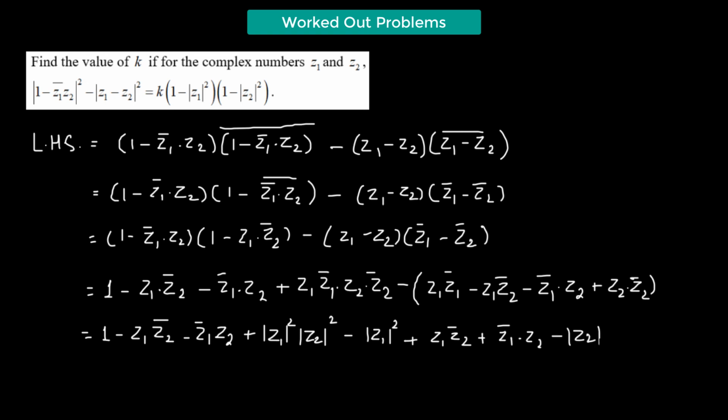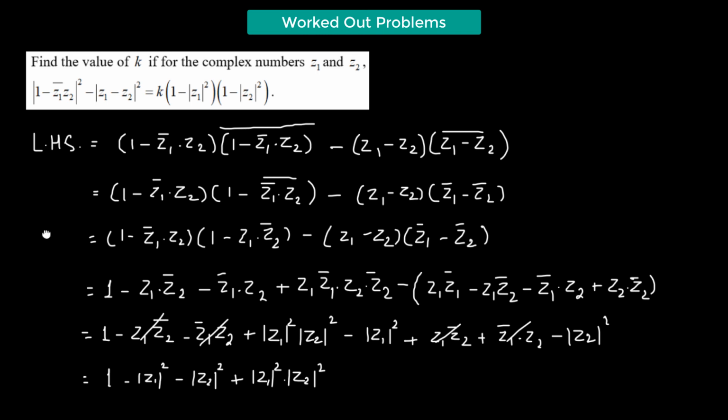mod of Z2 squared. So here we can cancel out Z1 times Z2 bar, as both additive inverses of each other are available. Similarly, this one cancels out with this one, and we are left with 1 minus the absolute value of Z1 squared minus the absolute value of Z2 squared plus the absolute value of Z1 squared times the absolute value of Z2 squared.